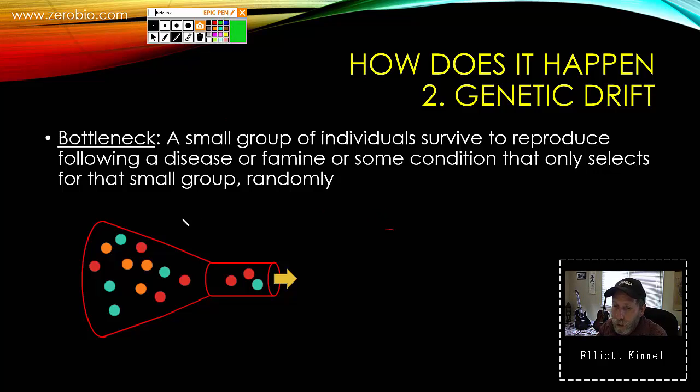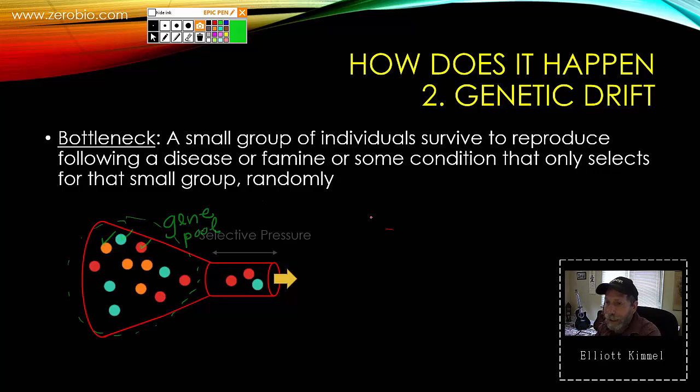All right. So here we have a population of organisms with all of the genes that they would have. This is called their gene pool, whatever genes collectively they have. So as we can see, there's some red genes and some blue genes and some orange genes. But now some selective pressure, like a disease, occurs, and that is where the bottleneck happens, right down here.